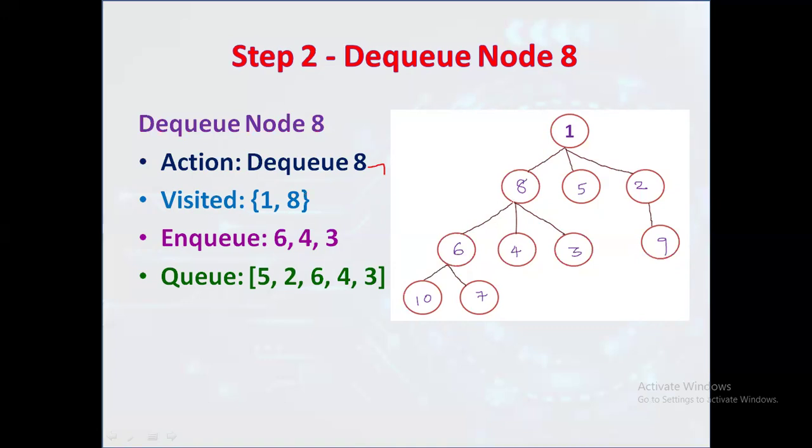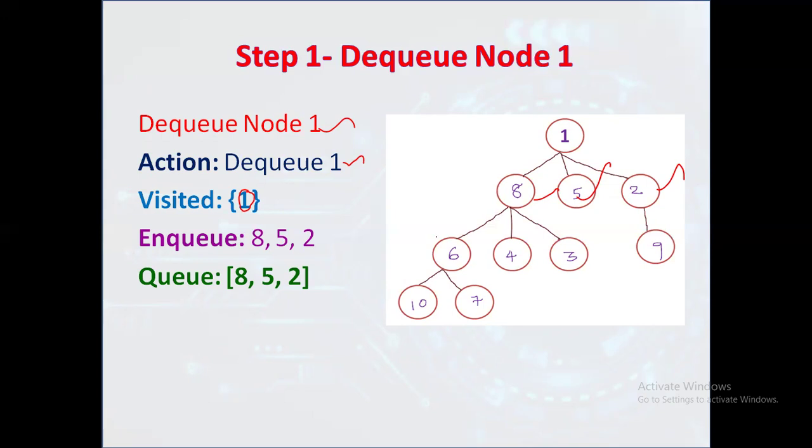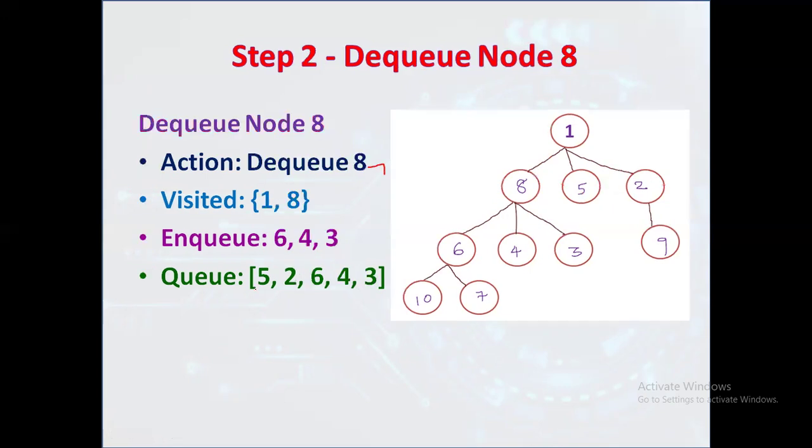So what is the enqueue? We have to write it over here. Already, what are all the things that will be in the queue? 8 alone, in this case, we are dequeuing in the next step. 5, 2 will be in the queue. So the 5, 2 remains the same in the queue. So next, from this 8, what are all the children of 8?